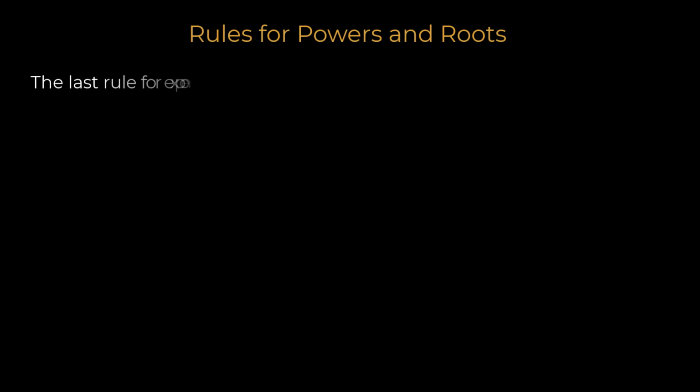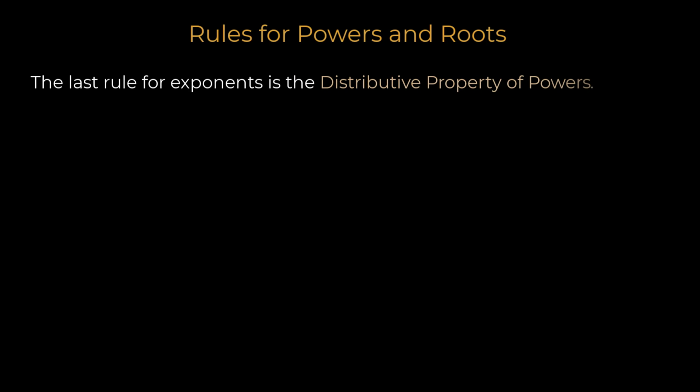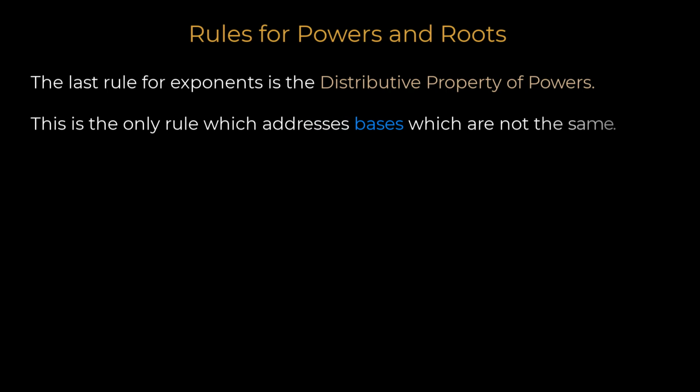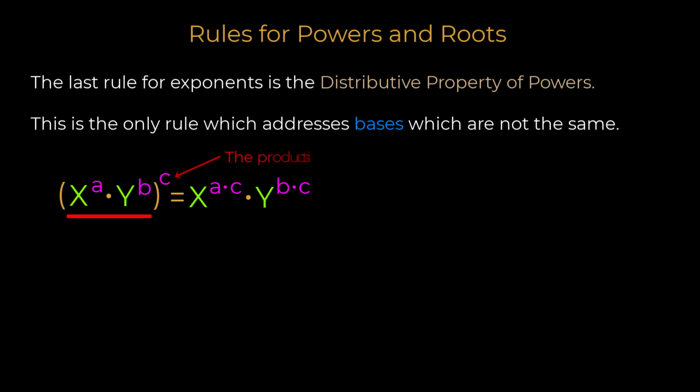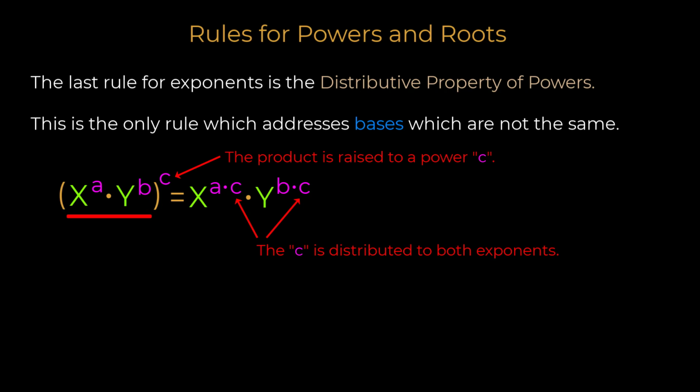The last rule for exponents that I'm going to cover is the distributive property of powers. This is the only rule which addresses bases which are not the same. Here is the distributive property of powers. If I have a product of two exponents, represented here as x to the a power times y to the b power, and I raise that product to a power c, then I can distribute that c to each of the exponents individually. That is, the expression is equivalent to x to the a times c power times y to the b times c power.